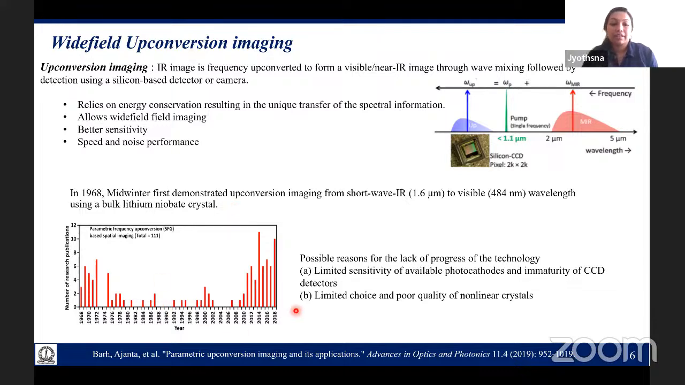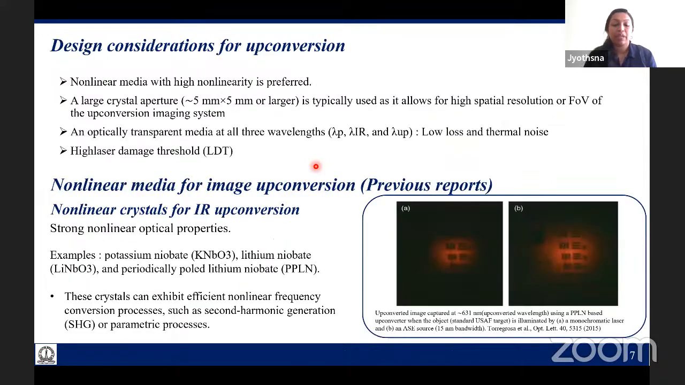You can see this is from the literature. I took this image from a literature review, which showed that there was not much advancement in this field until the late 2010s, after which there was a slight increase in interest in this domain. This main lack of progress could be due to the limited choice and poor quality of the nonlinear crystals that existed back then, and of the detectors. Now there has been slight interest in these upconversion imaging techniques, so let's see what they are.